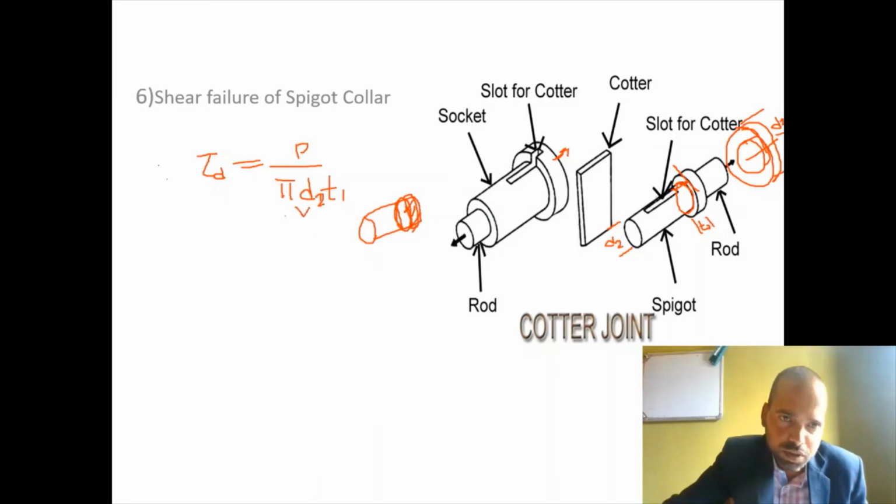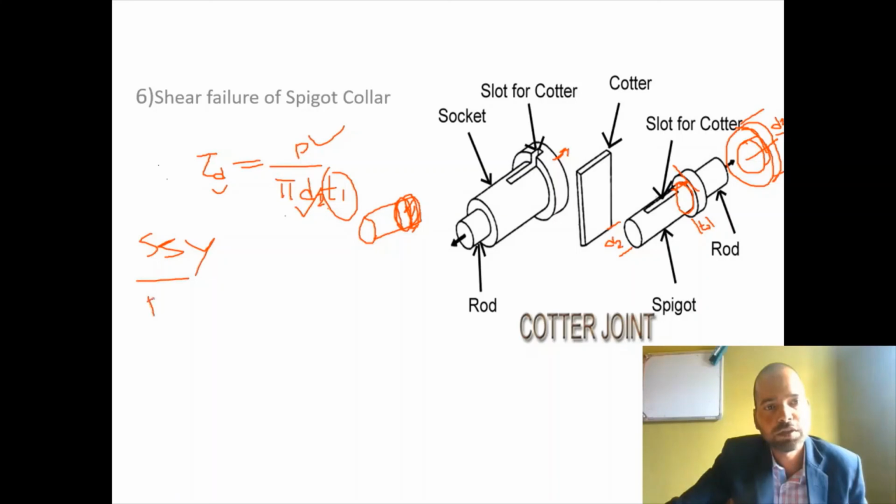So from this equation, D2 was available from the earlier equation, the only unknown is T1, and the applied force is known. Direct shear stress is again equal to SSY upon factor of safety, which was known from earlier cases of shear. Again, SSY is equal to 0.5 times SYT, where SYT is for the material of the spigot.